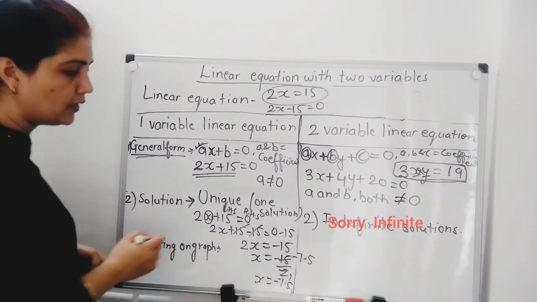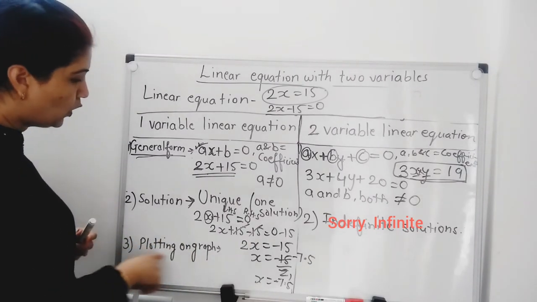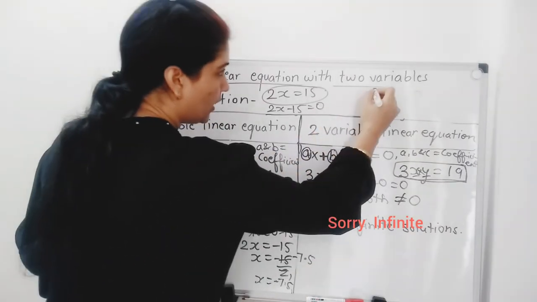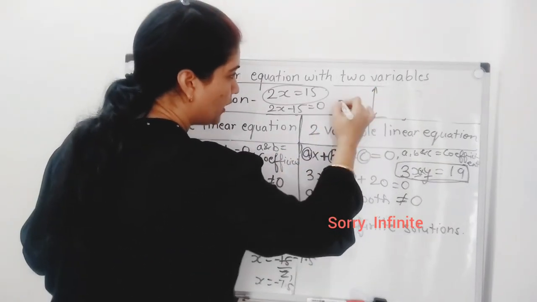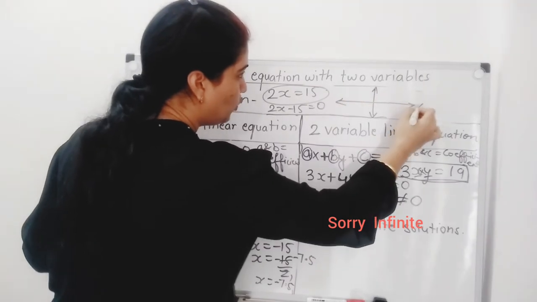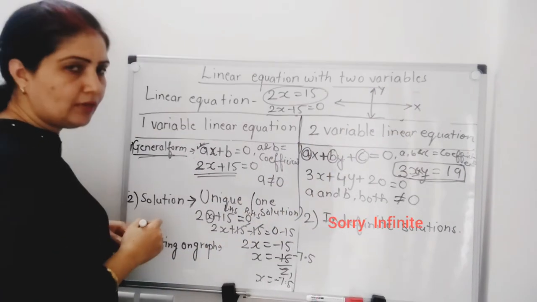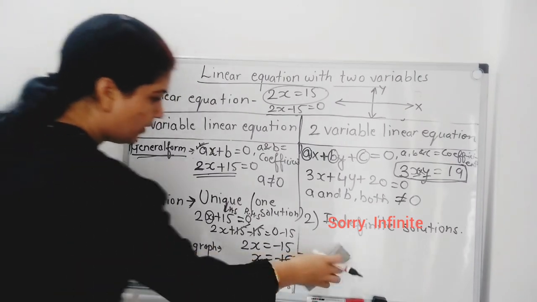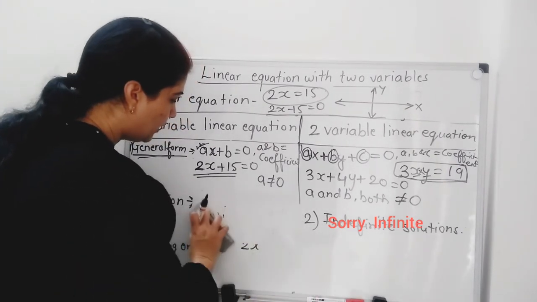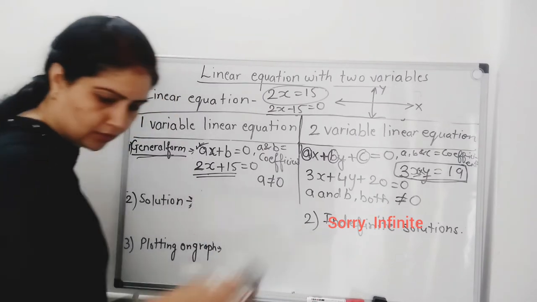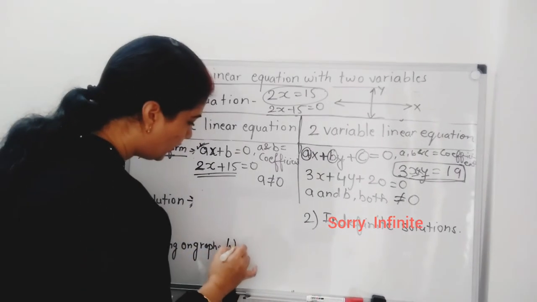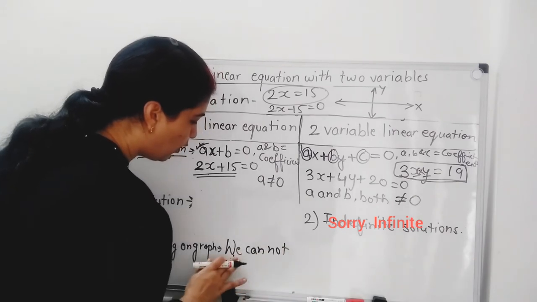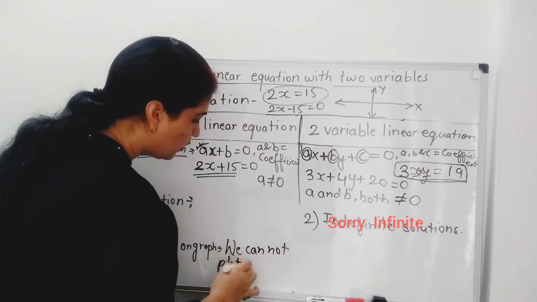Third one is plotting on graph. We cannot plot a one variable linear equation on a graph. As you know, if we have to plot, there should be two axes. There are two axes, but here we have only one variable, so we cannot plot it or show it through a graph.